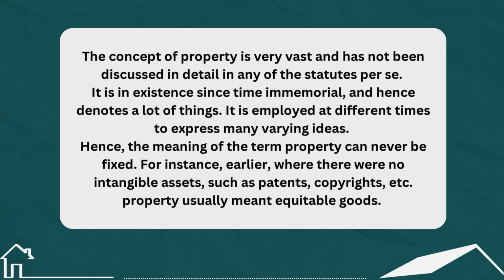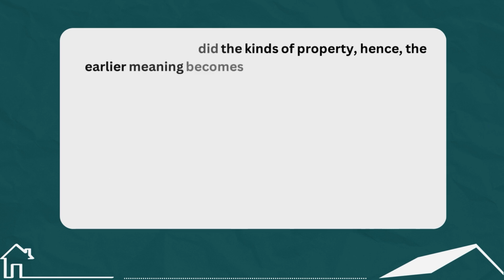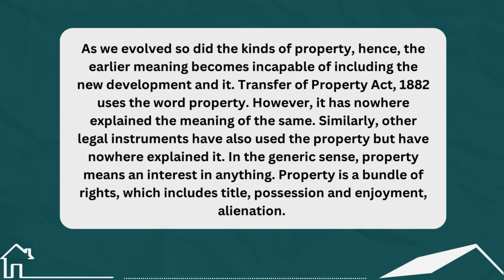For instance, earlier, when there were no intangible assets such as patents, copyrights, etc., property usually meant tangible goods. However, as we evolved, so did the kinds of property. Hence, the earlier meaning becomes incapable of including the new developments. The Transfer of Property Act 1882 used the word property. However, it has nowhere explained the meaning of the same. Similarly, other legal instruments have also used the word property, but have nowhere explained it.